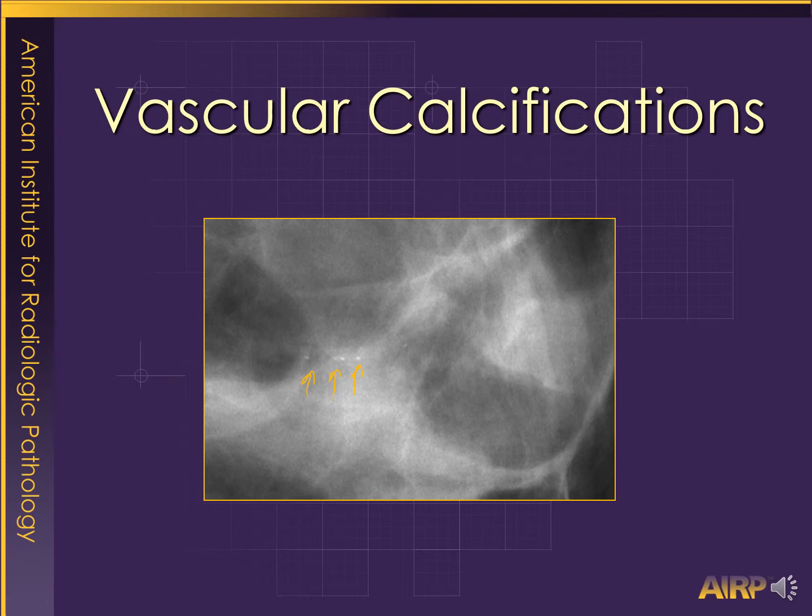probably vascular. But if that breast was a little bit more dense, you might have to biopsy those because they could be DCIS, those linear calcifications. I guarantee you right now that you're going to biopsy vascular calcifications someday. So it'll happen.